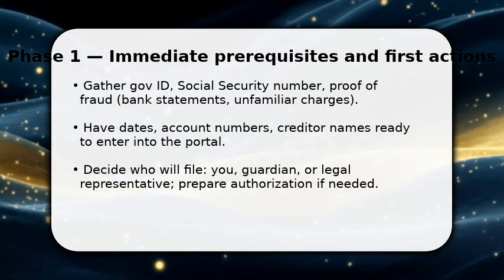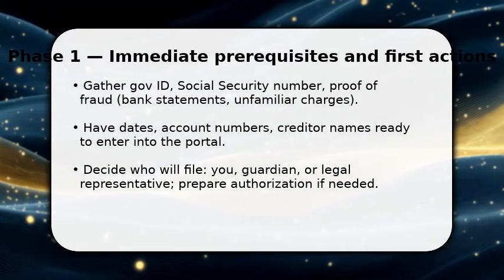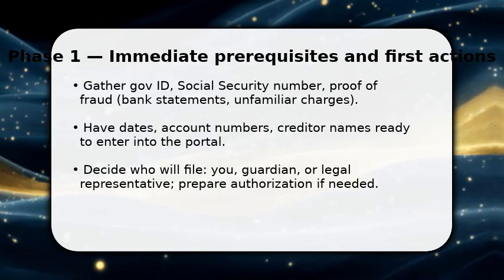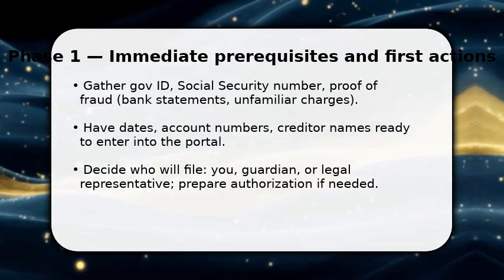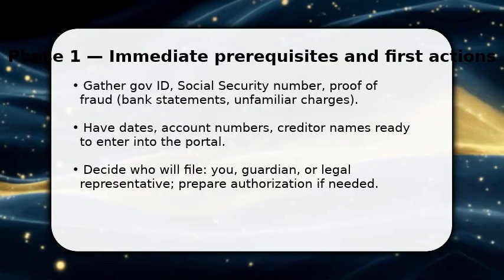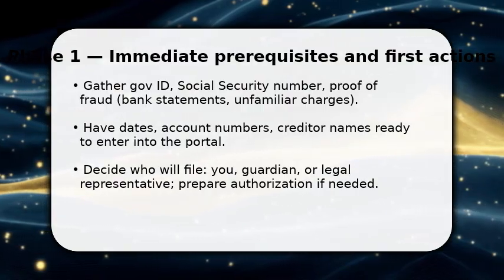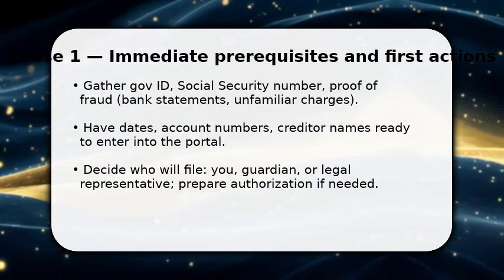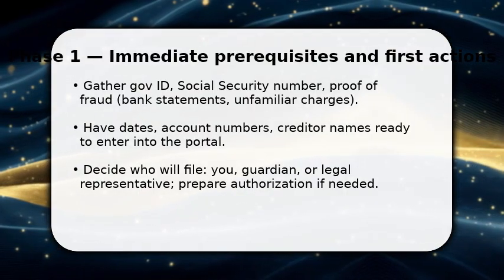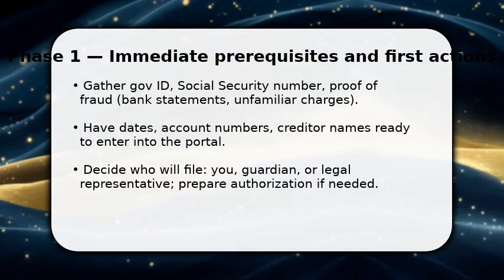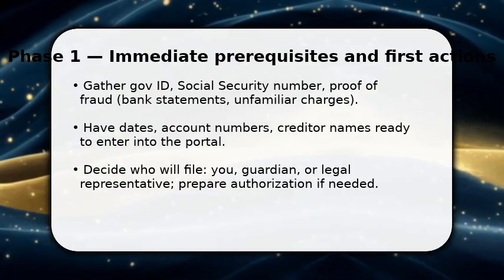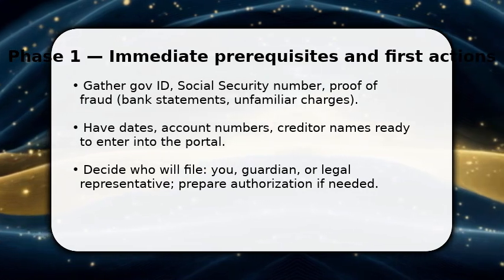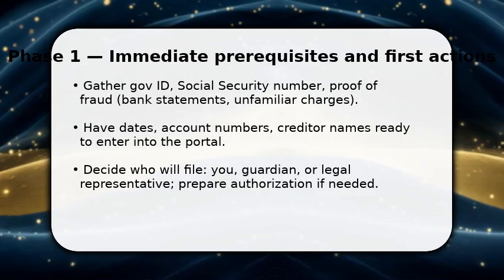You start by collecting the essentials: a government photo ID, your social security number, and direct proof of fraudulent activity like bank statements or billing notices. Once done, open the FTC Identity Theft Report portal and choose whether you file for yourself or as an authorized representative. Make sure to have dates, account numbers, and creditor names ready to enter. This speeds the process and reduces errors. Then create the report, answer verification questions, and save the temporary confirmation code you receive.